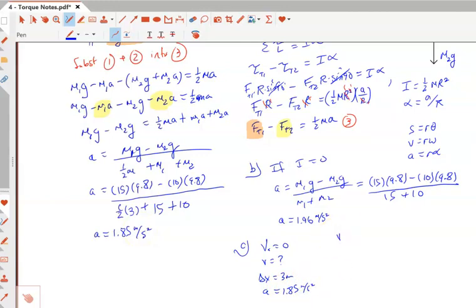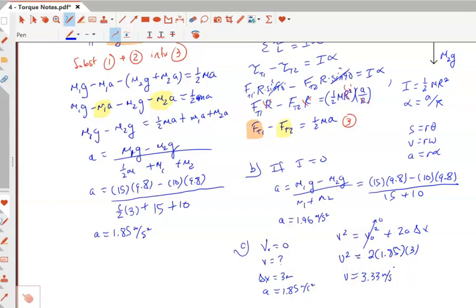So then we just use kinematics. V squared equals V initial squared plus 2a delta x. The initial speed is 0. V squared equals 2 times 1.85 times 3. And then V would be the square root of all that, which gives you an answer of 3.33 meters per second.